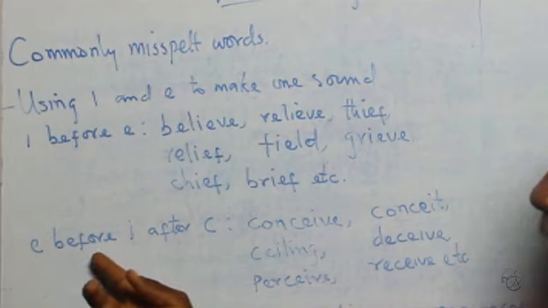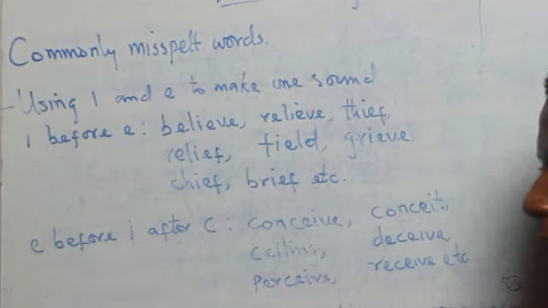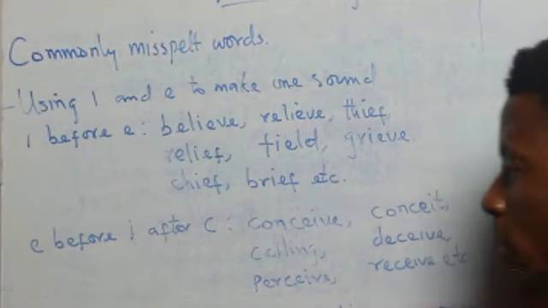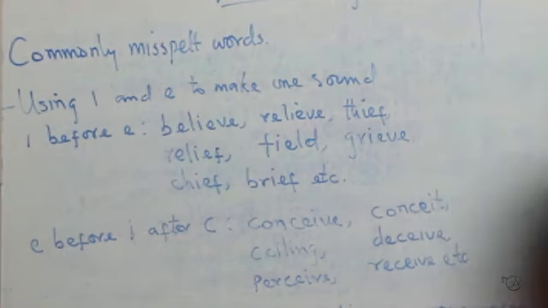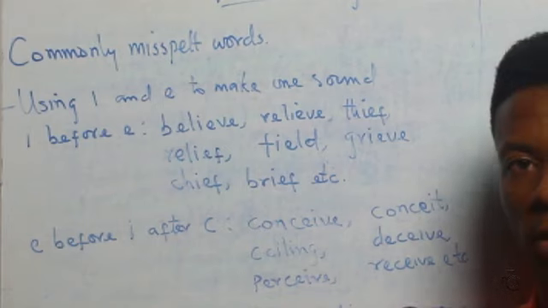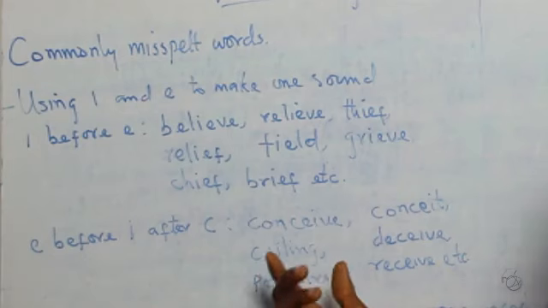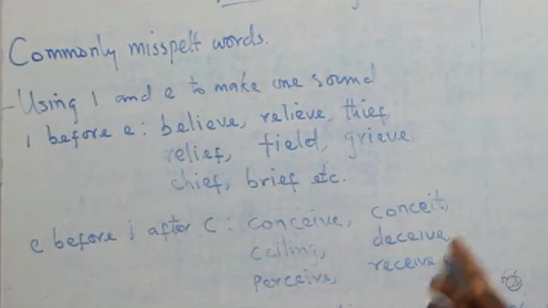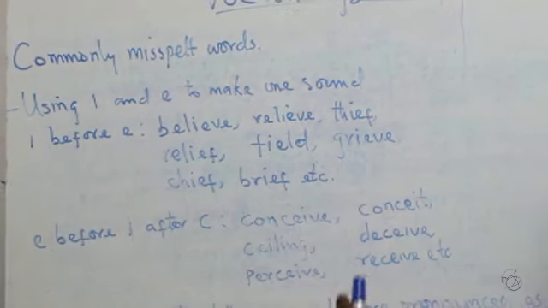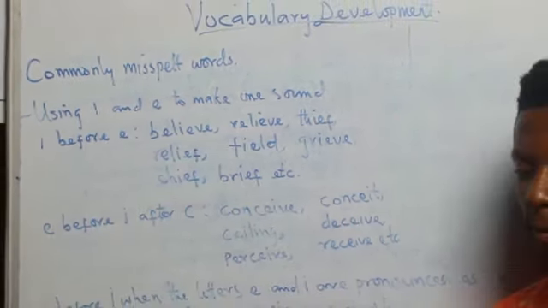The letter E comes before the letter I after the C. After the C, that is, after pronouncing a sound that has C. For example, conceive, ceiling, perceive, conceit, deceive, receive, etc. The letter E comes before I.